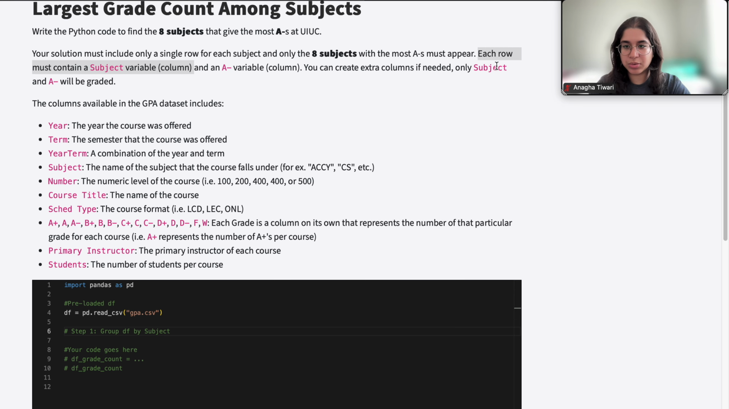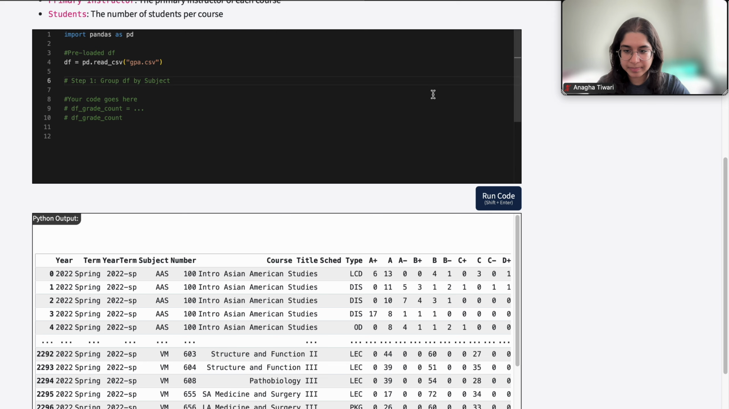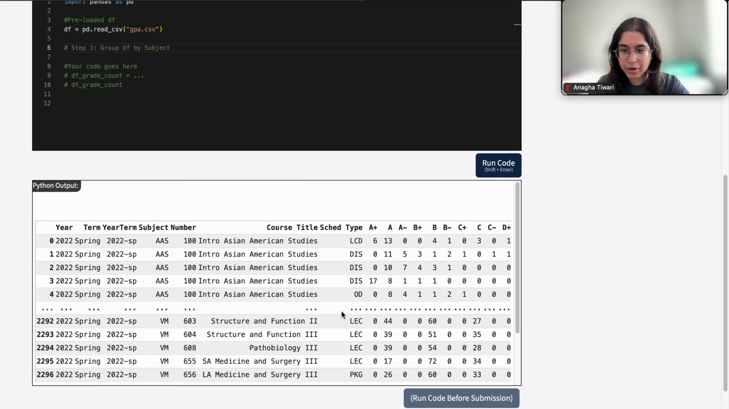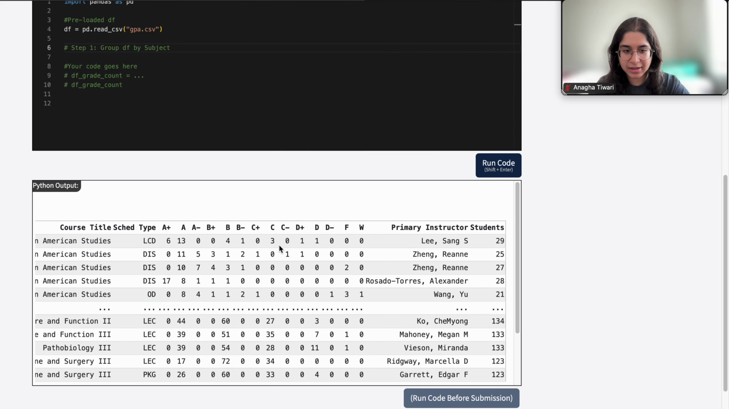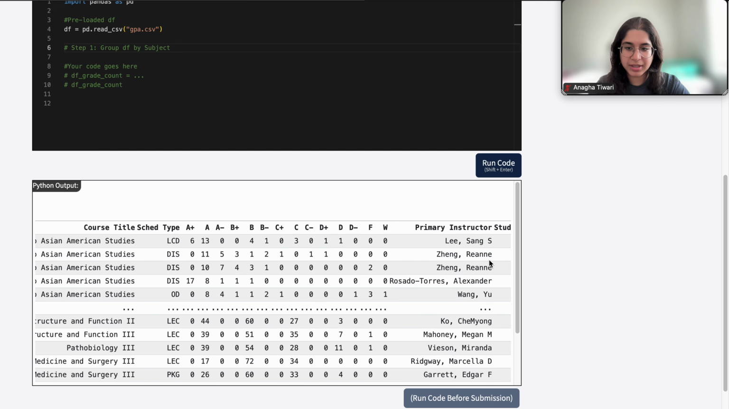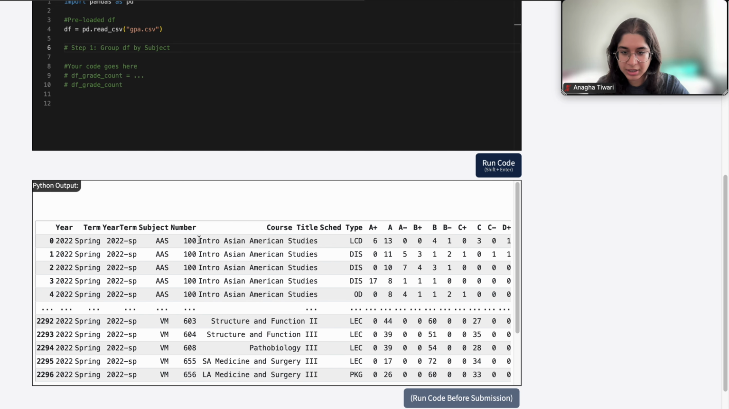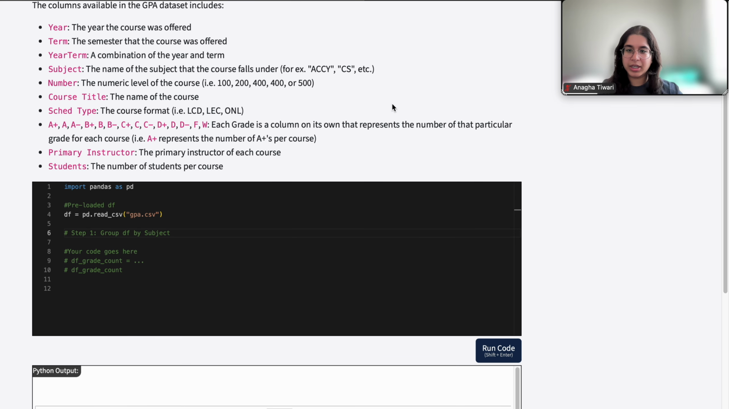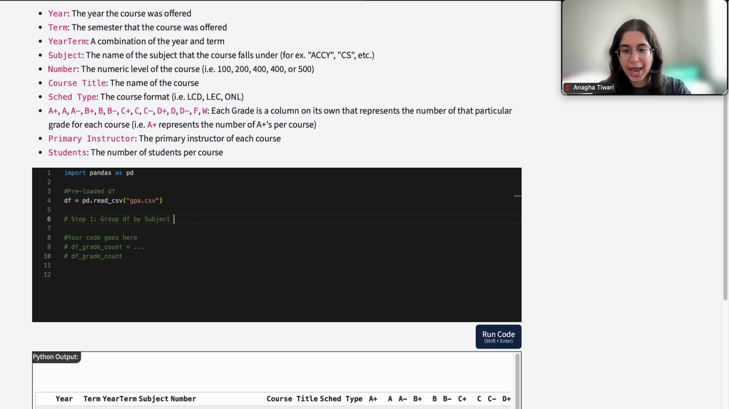If it said that each row must contain a course, right? Well, that means we need to group by the course title, right? Here, we only want each row to contain a specific subject, so we basically just want to group the data frame by the subject. And how are we going to aggregate all this information? How are we going to condense it?